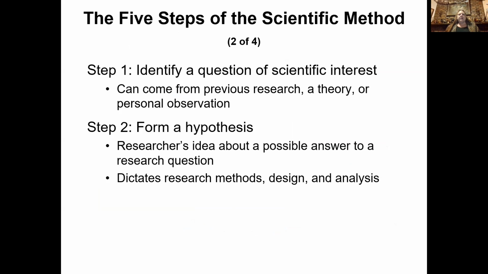Okay, so another look at these 5 steps. Step 1, identify a question of scientific interest. It can come from previous research, a theory, or personal observation. Step 2, form a hypothesis. Researchers' ideas about a possible answer to a research question. It will dictate research methods, design, and analysis.